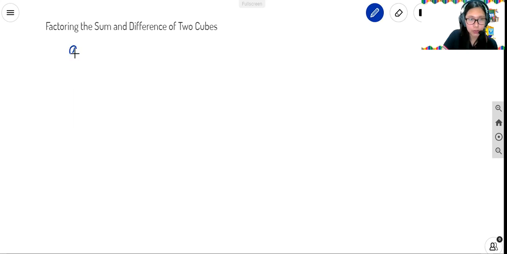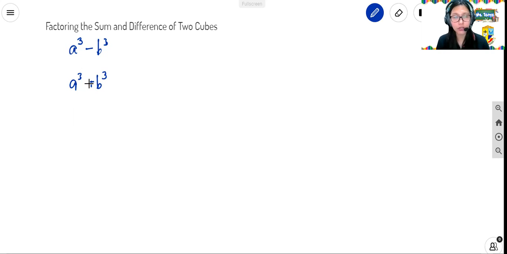We have, for example, a cube minus b cube or a cube plus b cube. So how do we factor this kind of binomial? We will be having a pattern, and I want you to remember this pattern. First is to get the cube root of the terms of the binomial. So the cube root of a cube is a, and the cube root of b cube is b. This will now be our first factor.